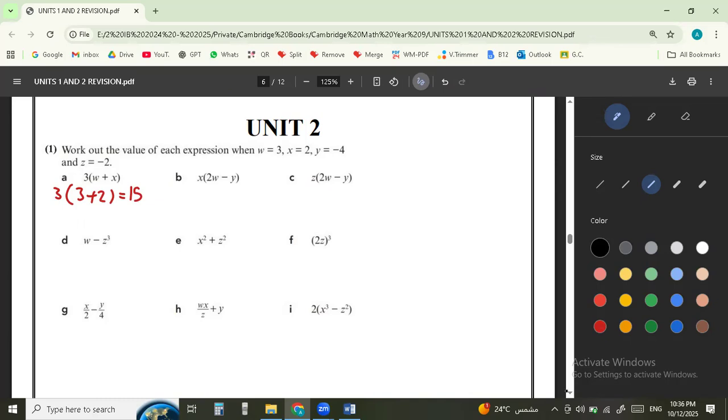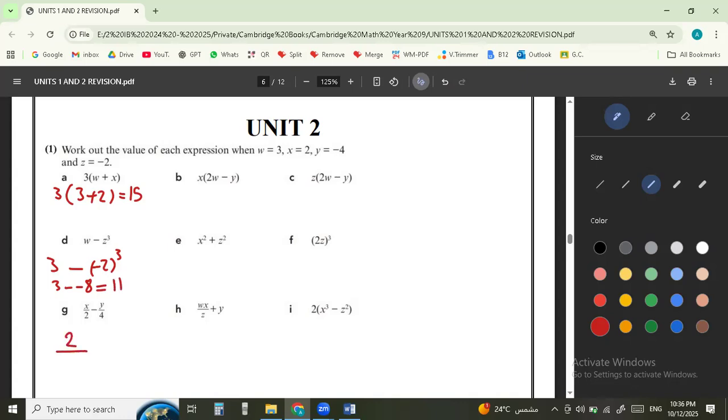Next, let me take it down here. W is 3 minus Z is -2, cubed. -2 is cubed. Z is cubed. So it is 3 minus -8, because -2 cubed is -8, equals 3 plus 8, which is 11.